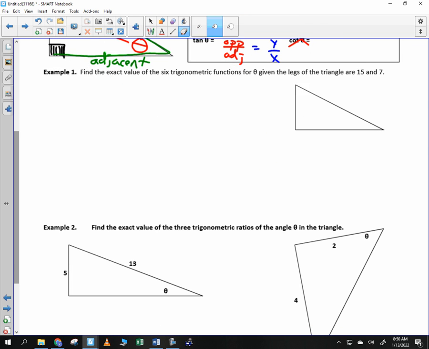All right, let's try a couple examples. The first one: find the exact value of the 6 trigonometric functions for theta given the legs of the triangle are 15 and 8. Sorry about that. I always forget to change that. Instead of 6, we're going to do 3.